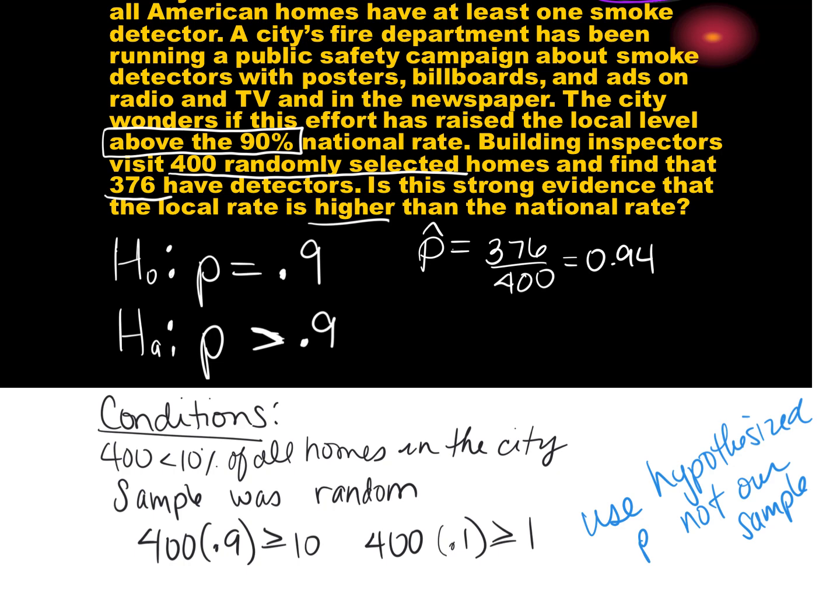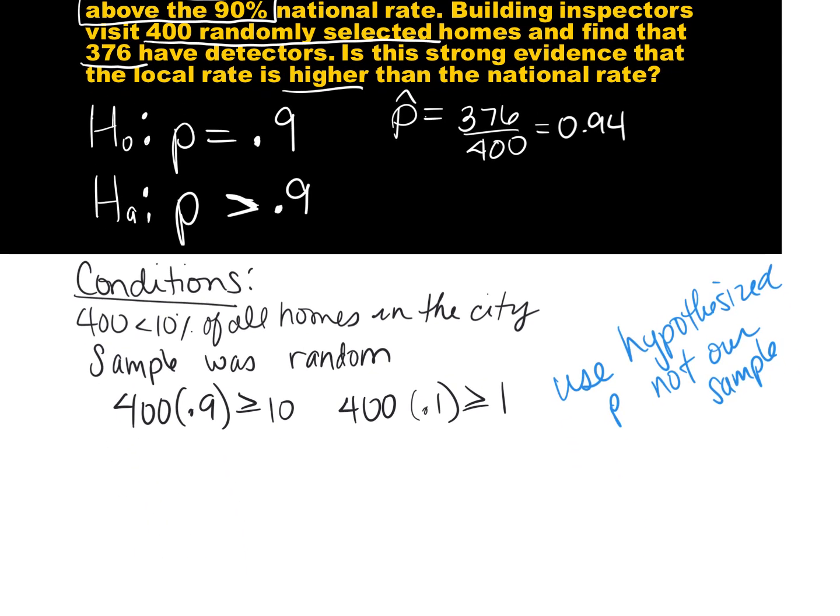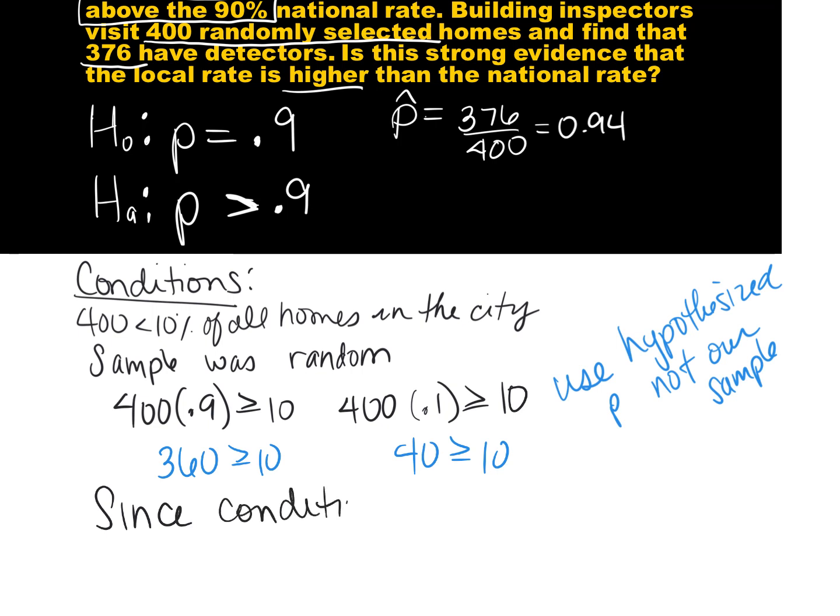Okay. So that's 360 and 40. Oops, I forgot my 0 on that. So since conditions are met, a normal model is appropriate.